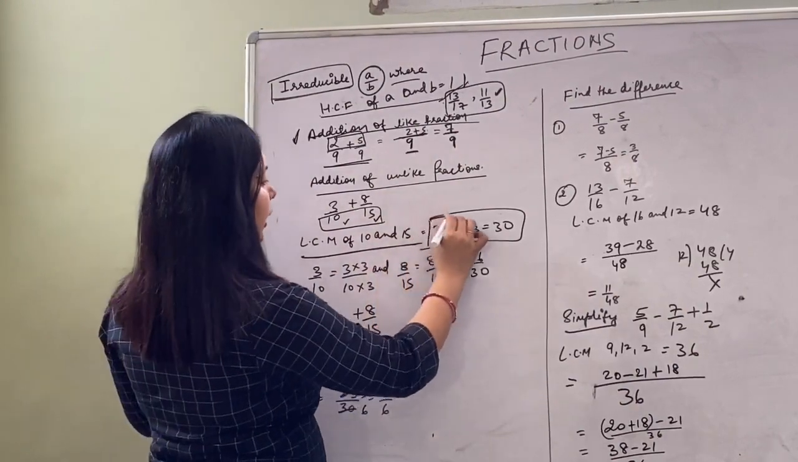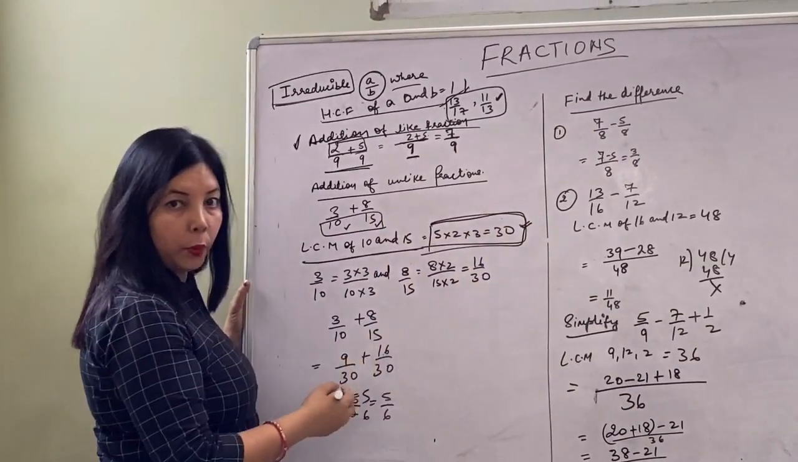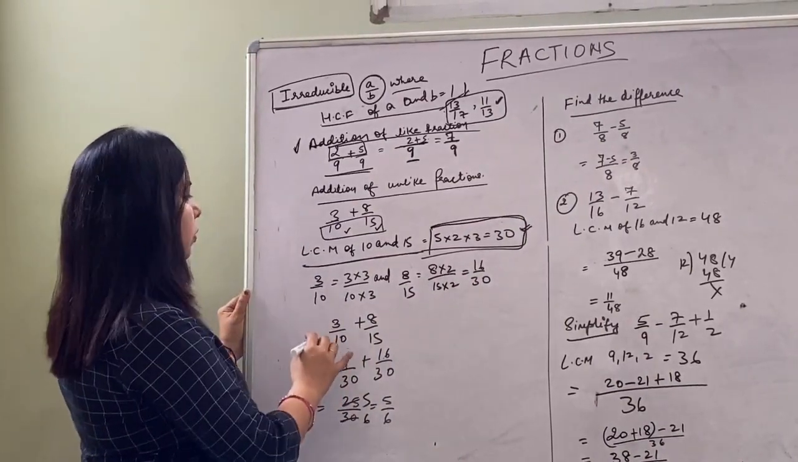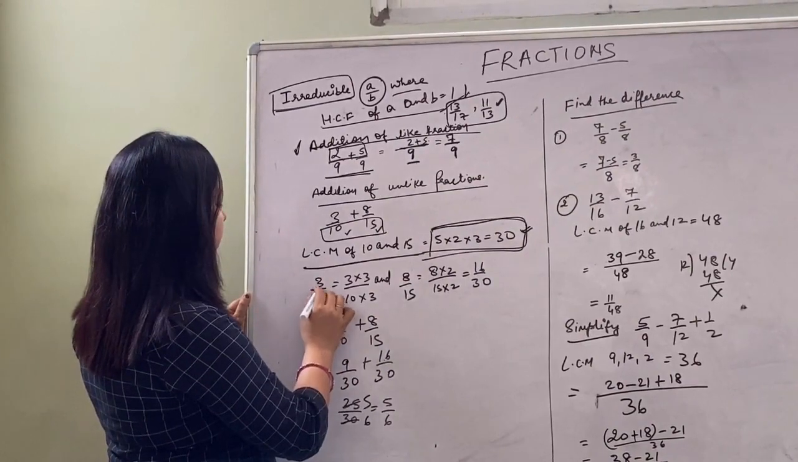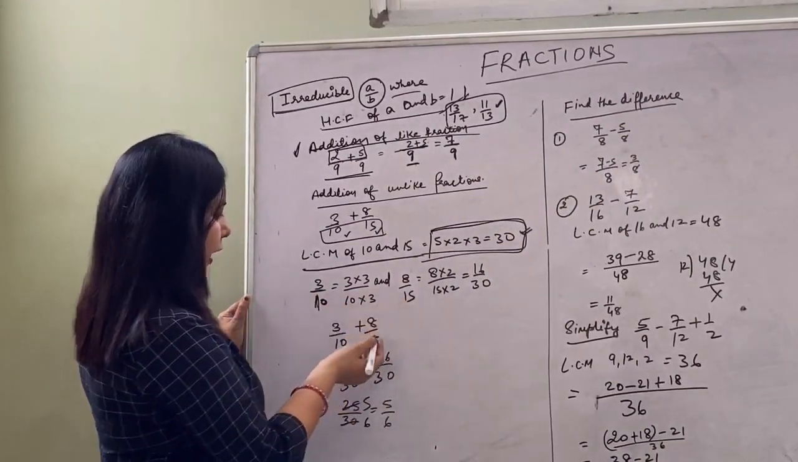So we will take out the LCM, which will come to 30. There are two ways of solving it. First of all, we will discuss one way. What we have done is change these unlike fractions into like fractions.